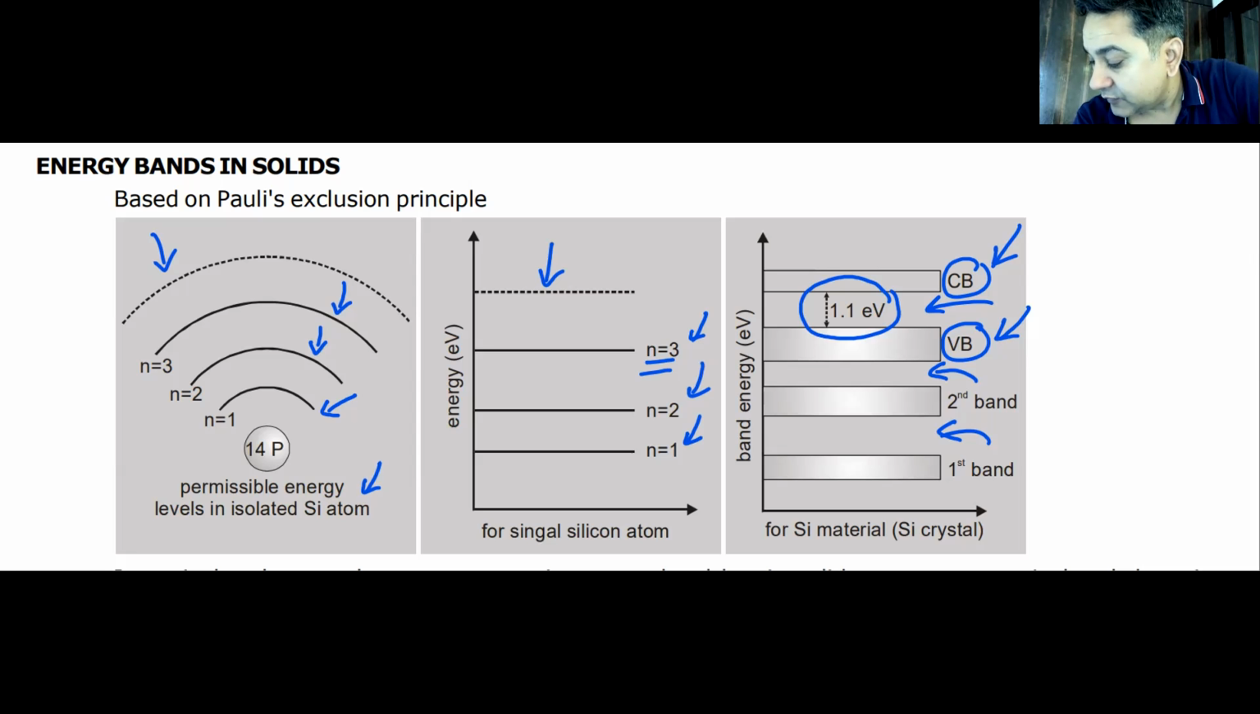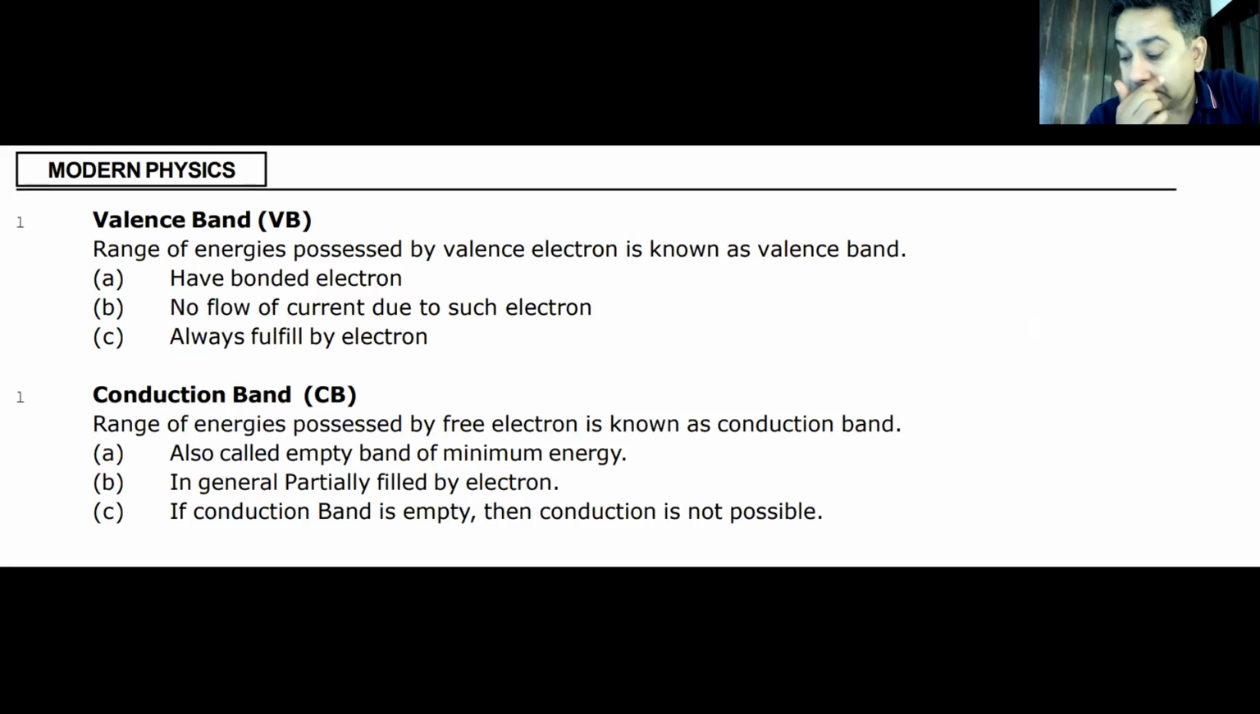Now, we have seen the two bands, and I am going to show you this valence band, VB. Do we see this valence band, VB? Yes, sir. The range of energies possessed by valence electrons is known as the valence band energy. Whatever energy those electrons in the valence band have is known as the valence band energy. Clear?